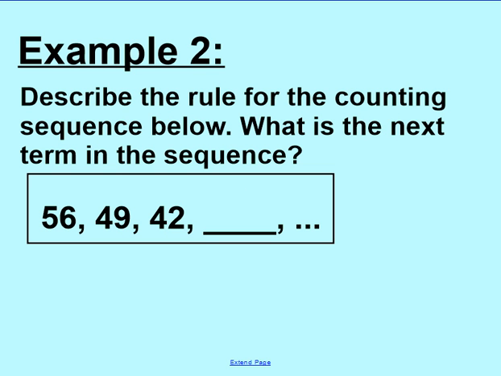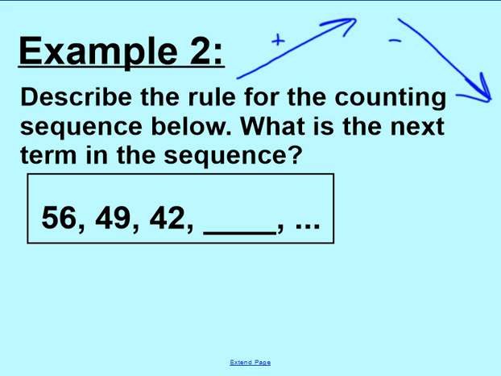Example 2 says to describe the rule for the counting sequence below, and what is the next term in the sequence? 56, 49, 42. Well, first, am I adding? Are the numbers going up in value? Or am I subtracting? Are the numbers going down in value? Are they decreasing? Well, let me look at them again. 56, 49, 42. I am decreasing in value.